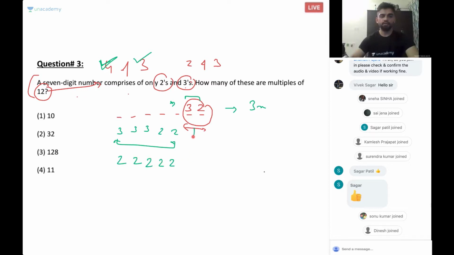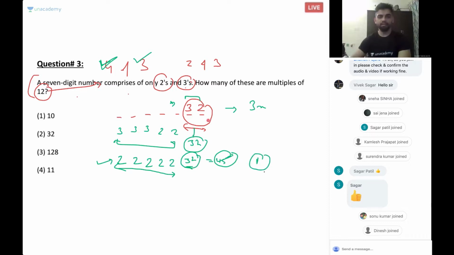And the position of 3 and 2 is fixed. So if you add these digits, you get 2 plus 2, 4 plus 2, 6 plus 2, 8 plus 2, 10 plus 3, 13 plus 2, 15. That is 15, a multiple of 3, right? How many such numbers are possible? Here we only have to put 5 2s, and at the end 32 is fixed, so there is one such case.